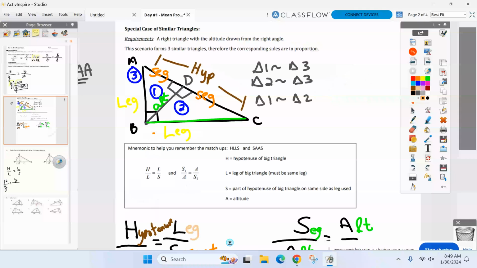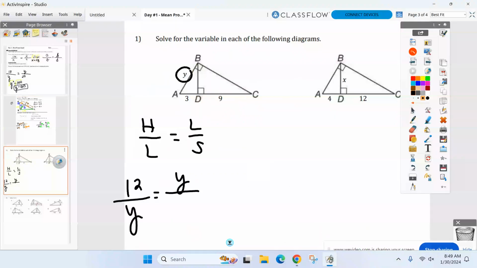Segment adjacent next to the leg we're being used. All right, good. And it's going to be a rookie mistake at first. If I'm using this leg, I want to use the segment next to it. So that's why I'm plugging in the 3 and not the 9. That's hills right there. Questions? All right, now you solve.